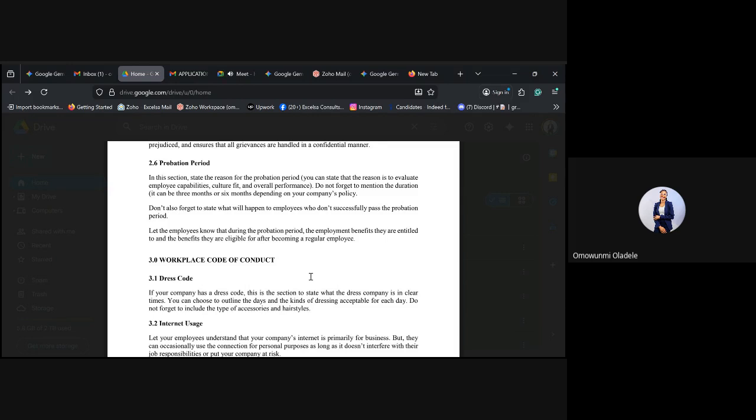For example, the labor law states that if after a certain period an employee enters your organization without receiving his or her contract letter, the employee is deemed a staff. So you need to be very, very well abreast of what the labor law is stating.